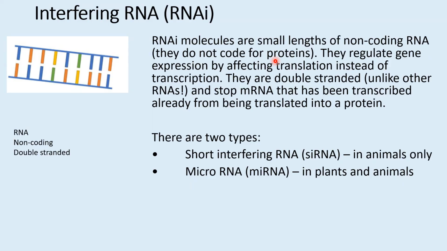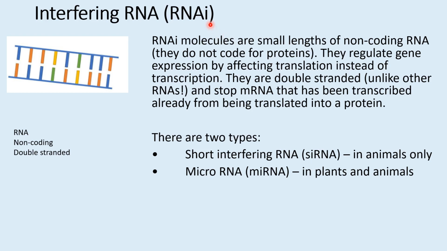RNAi, we need to know what they are. These are very unique molecules. They are RNA, number one. They are non-coding RNA, so it does not code for any amino acids. Like your mRNA is an RNA and it codes for amino acids, the codons. But this RNA does not code for any amino acid. And the unique thing about this is that it's double-stranded. Generally, all other RNAs are single-stranded. And this is the only area where you'll find in your spec that this is a double-stranded RNA.